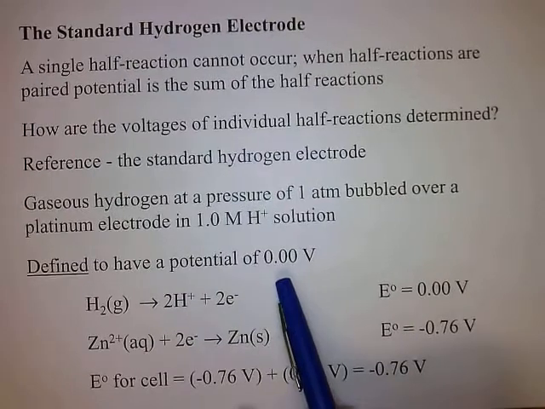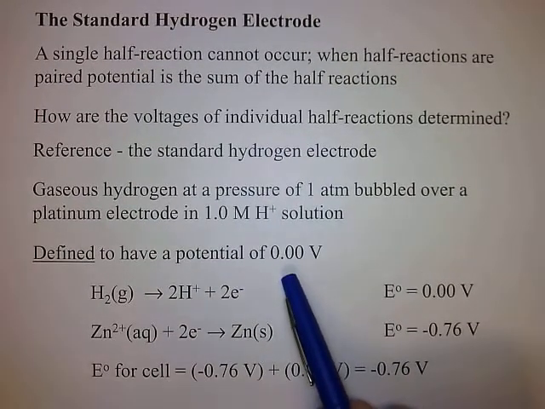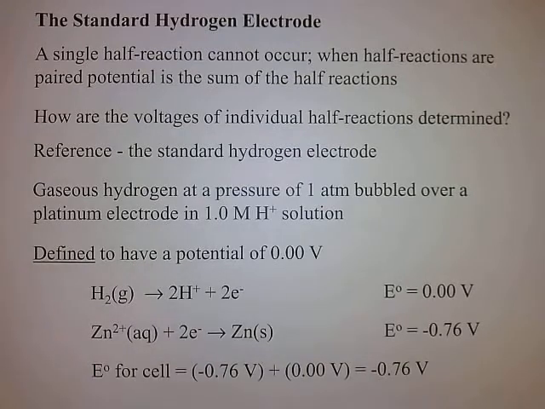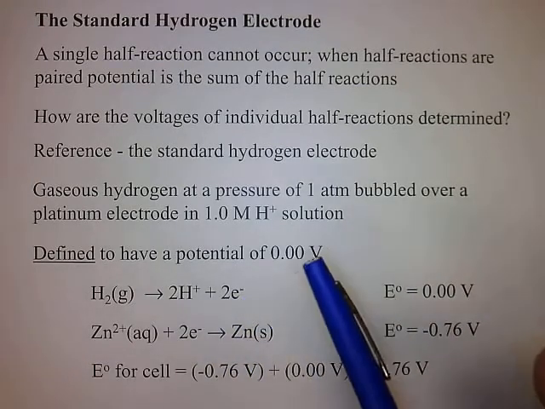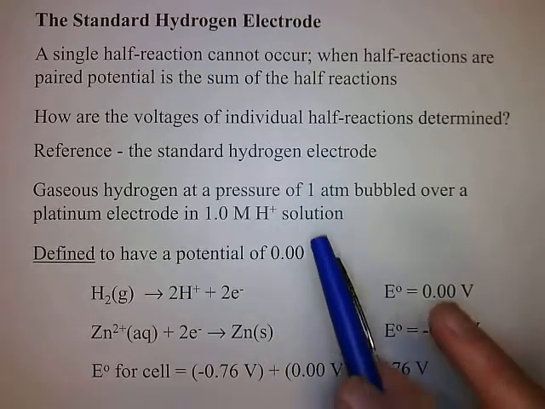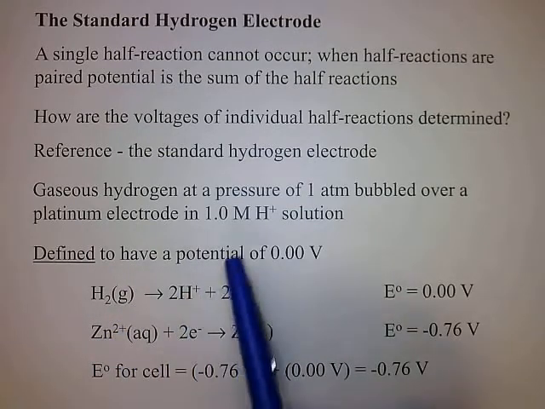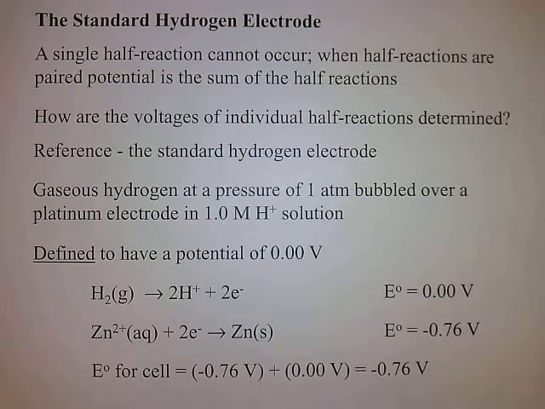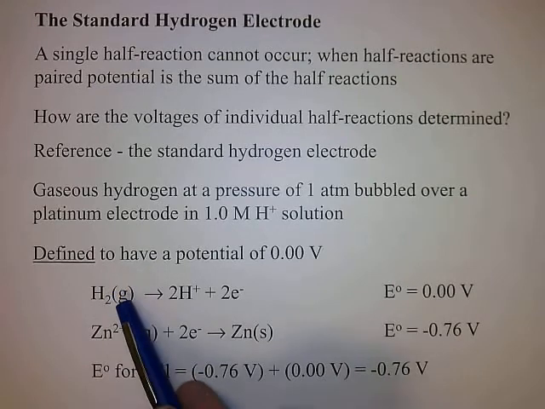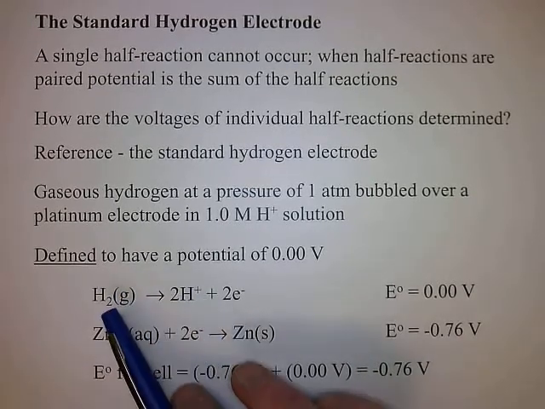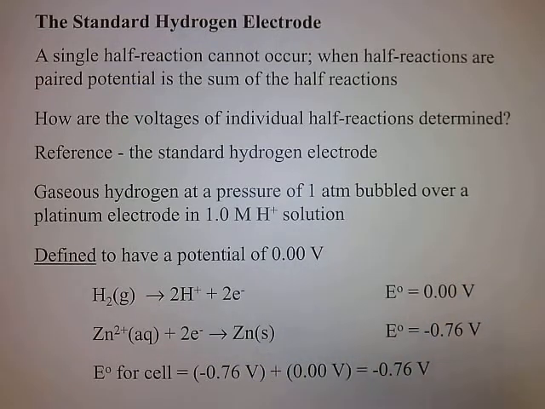So this is no different than saying this volume is 1 liter or this length is 1 meter. This is just creating a standard potential, so we're defining this to be 0. And note that it doesn't matter which way the hydrogen electrode is going, because positive 0 is the same thing as negative 0. So whether we're going H2 to H+ or H+ to H2, whether it's an oxidation or reduction, it's 0.